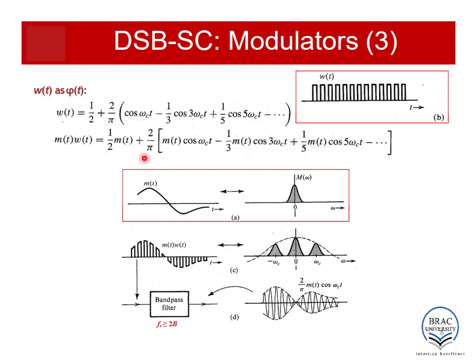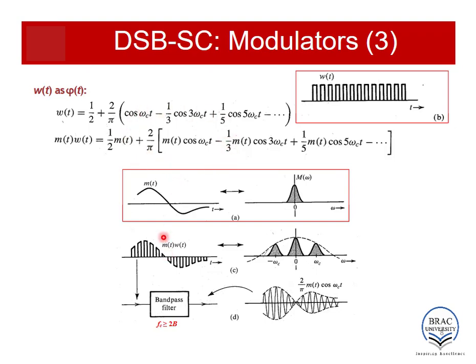Then when we pass it through a bandpass filter of omega c center frequency, all of these components which have higher frequencies compared to omega c will be blocked, and also the lower frequency components will be blocked. So the result will be only this part, 2 by pi mt cos omega ct.